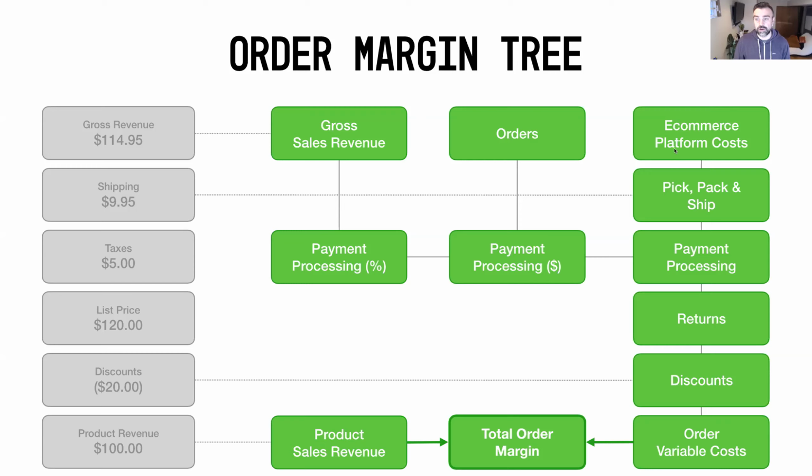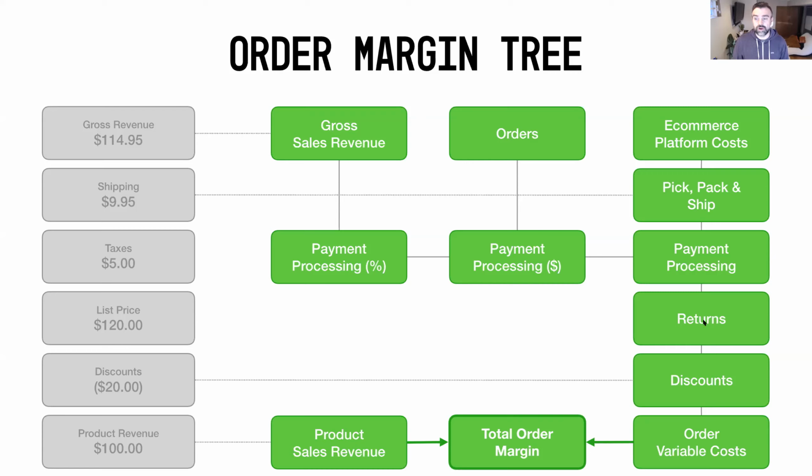So you've got things like your e-commerce platform costs, and we'll recap those. You've got your pick, pack, and shipping costs. If you're charging shipping, that $9.95 is on the one side of the equation, and pick and pack is on the other side in terms of all the fees that you would pay. Then you've got payment processing. How the payment processing works is, again, it's connected to your orders as well as your gross sales revenue.